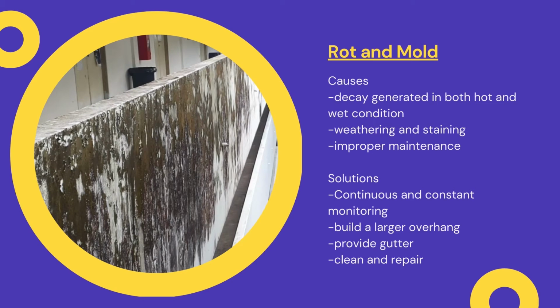Rot and mold are caused by the decay generated by both hot and wet conditions, weathering and staining, and improper maintenance. Rot and mold allow the fungus to spread, and this problem will also corrupt the material of the building and weaken its strength. To solve this problem, continuous and constant monitoring needs to be done. A larger overhang and a gutter need to be provided to prevent the rainwater from continuously wetting the surface, and we can clean it and after that repair the surface.